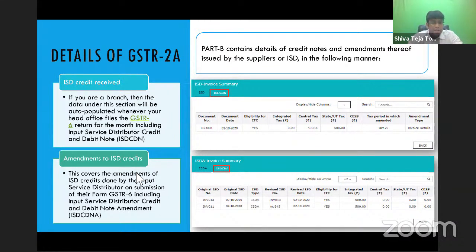Amendments to ISD credit. This covers amendments of ISD credits done by ISD on submission of their GSTR 6, including ISD credit and debit note amendments. Right side, you see, Part B contains details of credit notes and amendments thereof issued by supplier or ISD in the following manner. ISD invoice summary, and below you can see the first box is related to invoice, the second box is related to credit notes, debit notes. Clear? This is how the columns actually look. My whole idea was very simple, that if you look at the columns, then you'll get full clarity there. That's why the screenshots have been covered there.